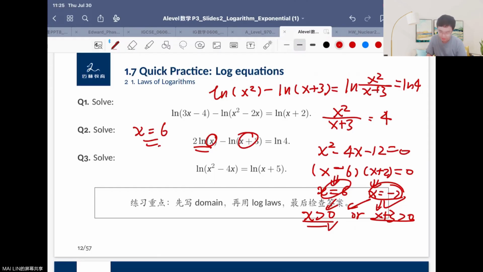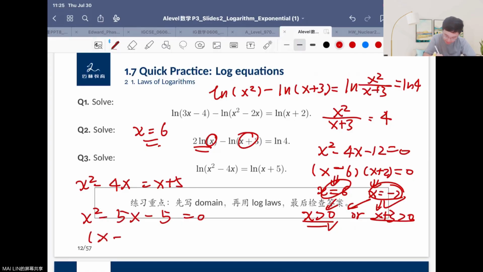For question 3, we can first simplify a little bit: x squared minus 4x equals x plus 5. Then you can calculate x squared minus 5x minus 5 equals 0. And you can calculate the x value here by completing the square: (x minus 5 over 2) squared equals 45 over 4. So then x equals plus or minus square root 45 over 2, plus 5 over 2.